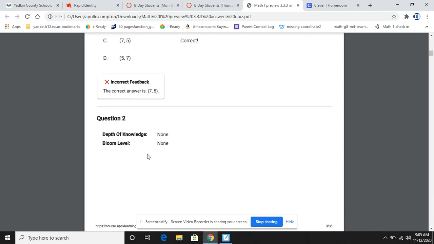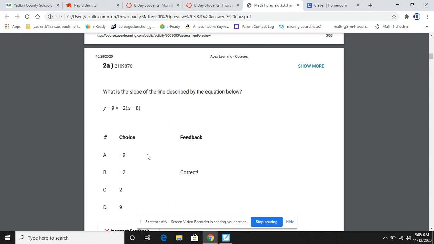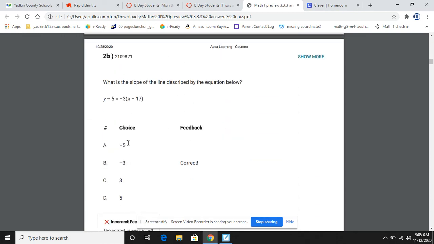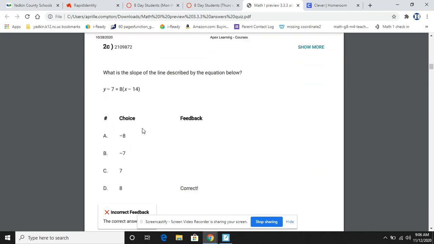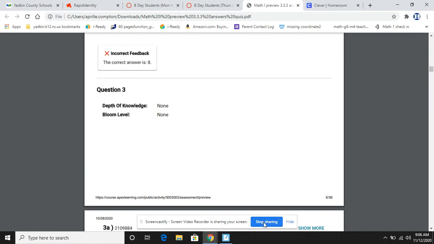Okay, and my timer's about to go off. And this one, find the slope. Slope is -2. That's in the slope spot. We can get through 2, I think. Slope is -3. Slope is +8. Okay, and I'll start another video starting with 3.